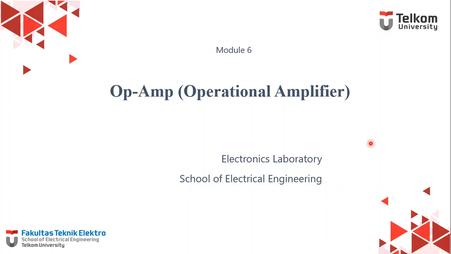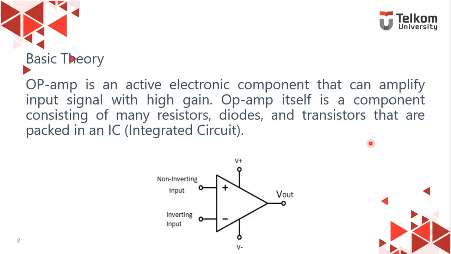At this moment, I will explain the material of operational amplifier, or we can call it as op-amp. The first one is basic theory of op-amp. Op-amp is an active electronic component that can amplify input signal with a high gain. Op-amp itself is a component consisting of many resistors, diodes, and transistors that are packed in an IC or integrated circuit.